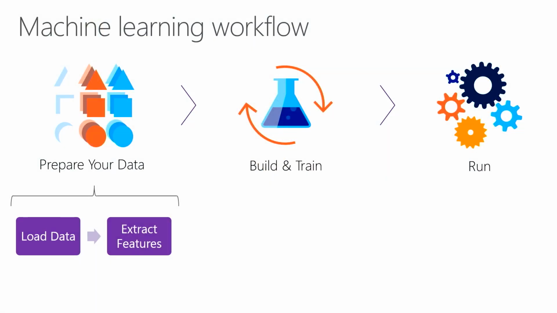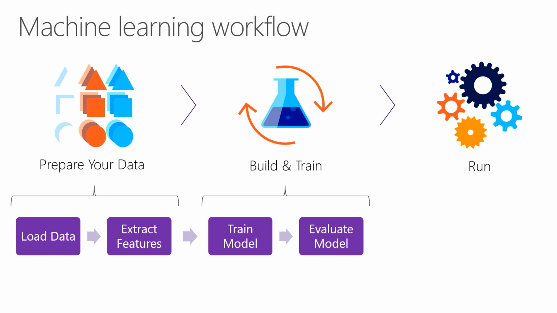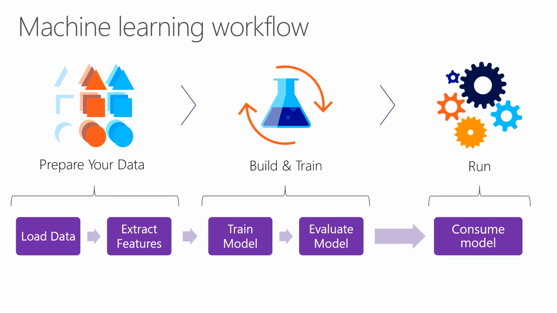The first two are around connecting to your data, whether it's stored in a database or in a CSV file, and extracting your features which are more relevant to your problem. So for example, for sentiment analysis, you want to extract sentiment text as the features of your model. Then you want to train the model using different algorithms, different settings, and then you want to evaluate the model which performs best for your scenario. Lastly, you want to consume the model, where you can take this model and use it in any application.